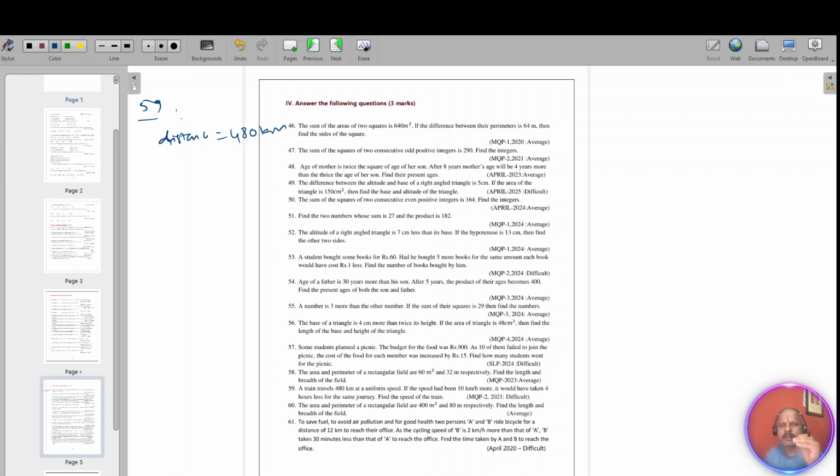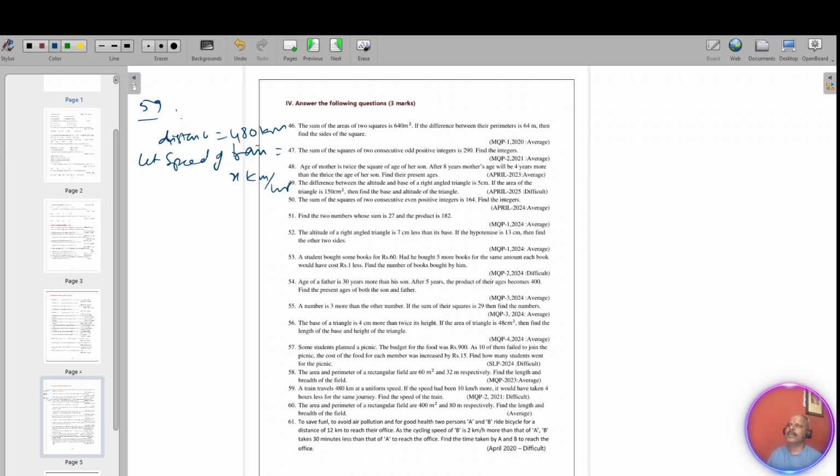Means when a train travels at some speed, it takes some time to reach the destination, 480 km afterwards. If the speed of the train is increased by 10 km per hour, definitely when the speed is increased, time taken will be less. How much is it? 4 hours less. Find the speed of the train. So we'll say let the speed of the train be x kilometer per hour.